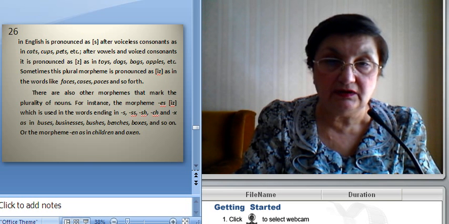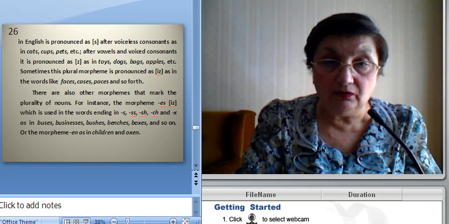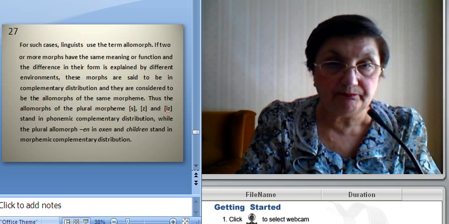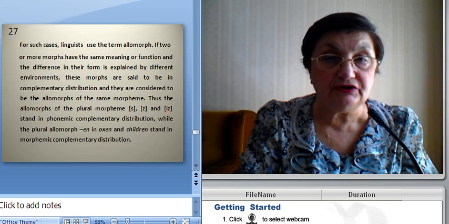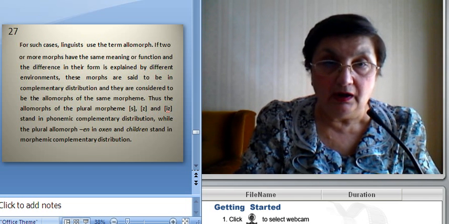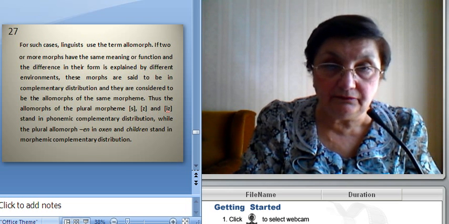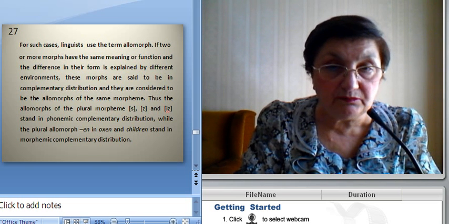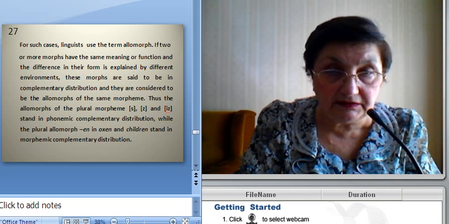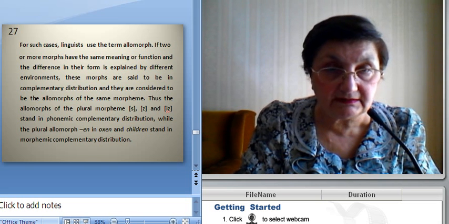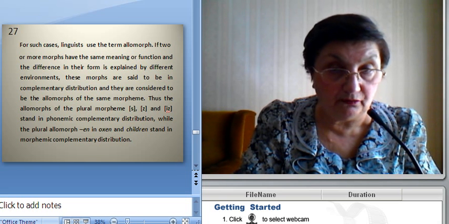If two or more morphs have the same meaning or function and the difference in their form is explained by different environments, these morphs are said to be in complementary distribution and they are considered to be the allomorphs of the same morpheme. Thus, the allomorphs of the plural morpheme s, z, and iz stand in phonemic complementary distribution, while the plural allomorph en in oxen and children stands in morphemic complementary distribution.